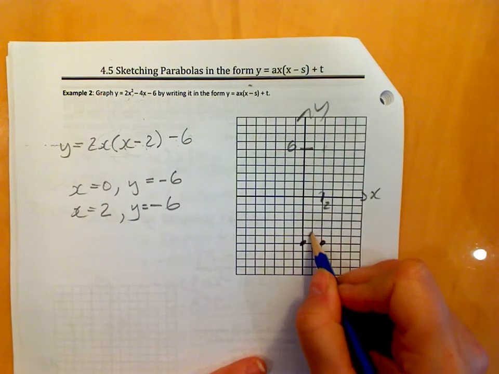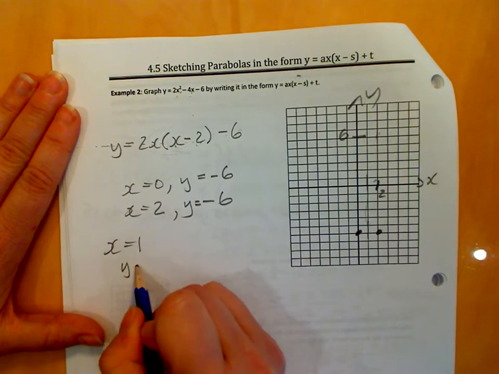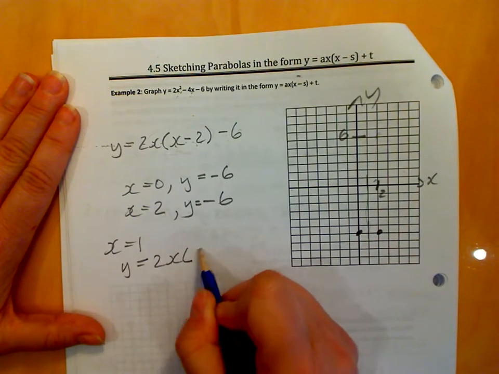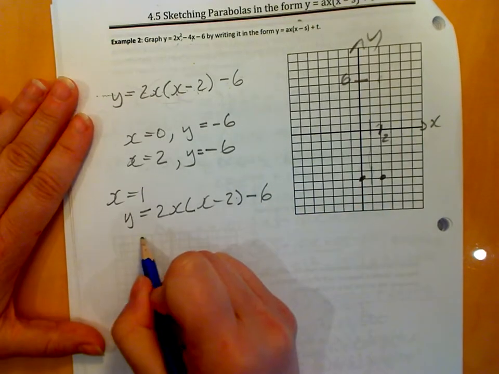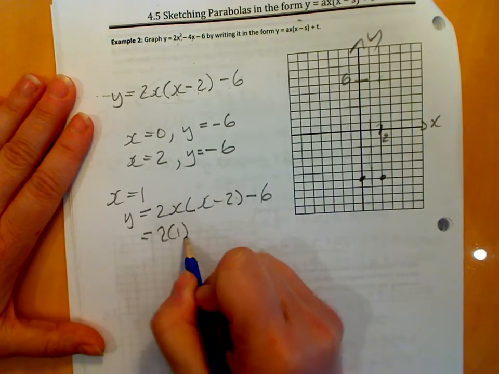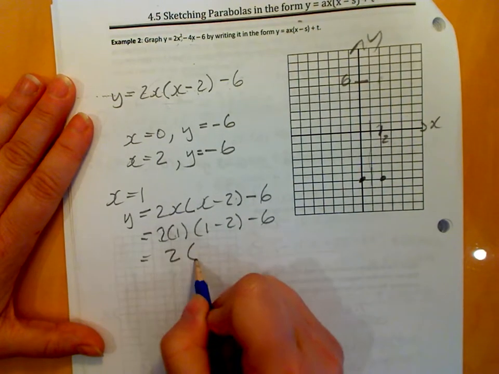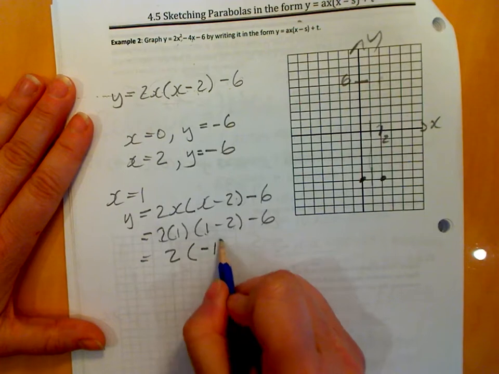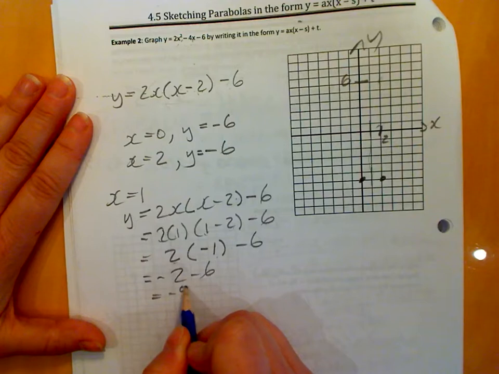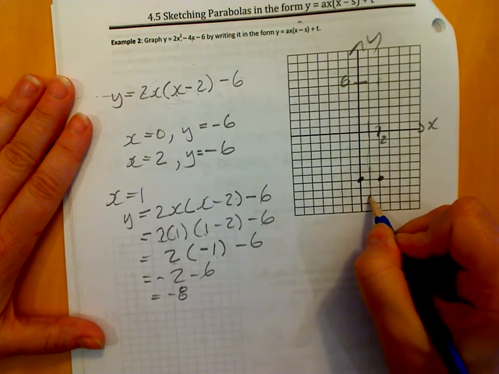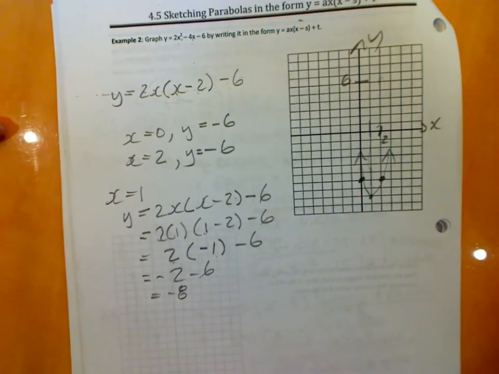So the middle is x equals 1. So when x equals 1, y equals 2x, x minus 2, minus 6, and that's 2 times 1, 1 minus 2, minus 6. 2 times 1 is 2. 1 minus 2 is negative 1. Minus 6, that's negative 2. And negative 6, which is negative 8. So negative 6, negative 8, and there's our graph. That's how you do that.